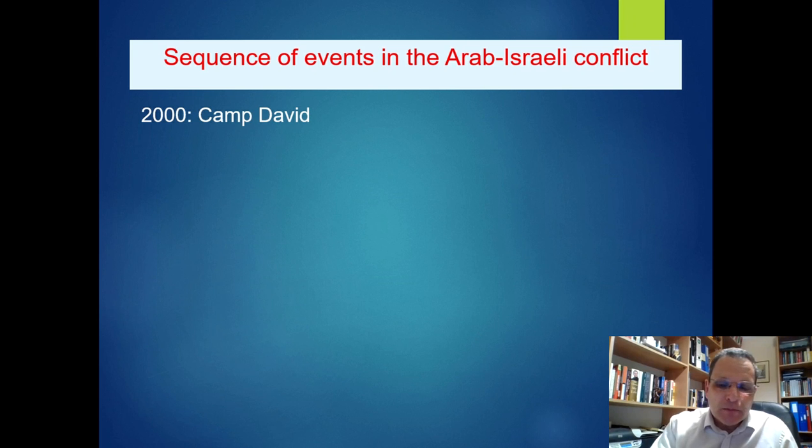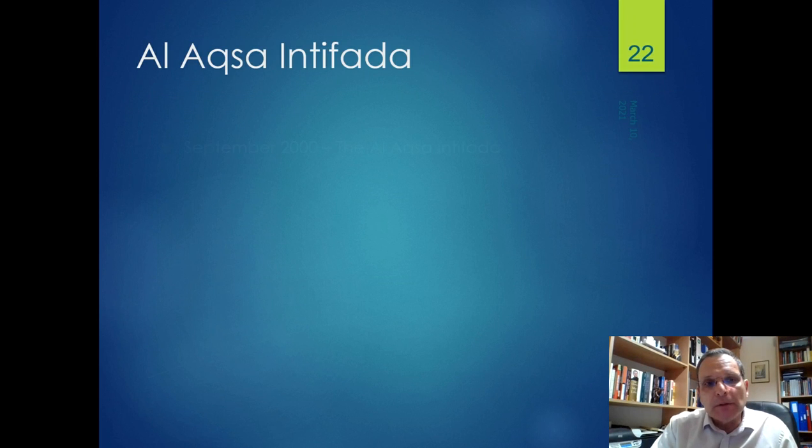This was in July, and in September, the second Intifada, known also as the Al-Aqsa Intifada, erupted. This Intifada lasted for about 2 years until Israel erected the so-called fence or wall that separates the West Bank from Israel.